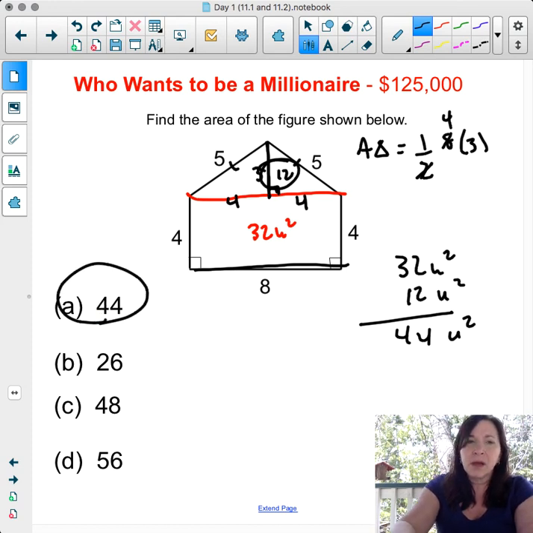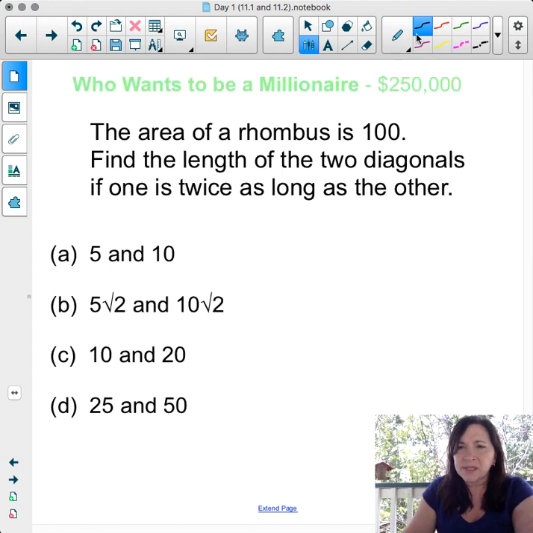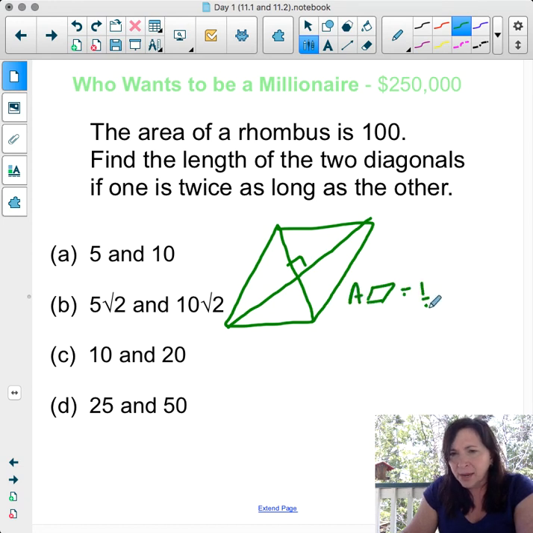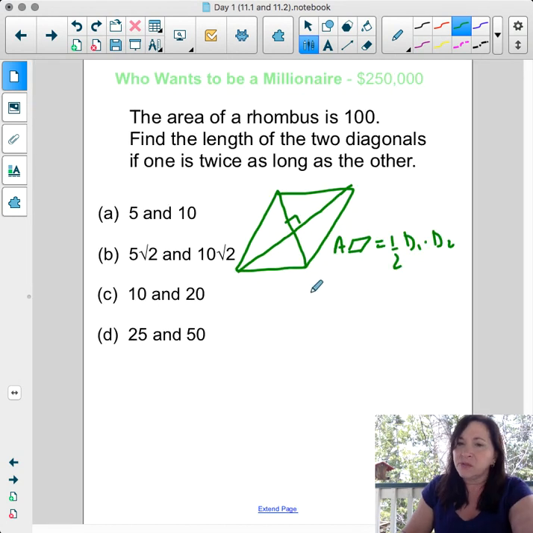Next one is the area of a rhombus is 100. So let's draw a rhombus. We know that our rhombus looks like this. And we know also that my diagonals are perpendicular, like that. So the area of a rhombus is equal to 1/2 diagonal 1 times diagonal 2. We know that the area is 100. So we're going to say 100 is equal to 1/2 diagonal 1 times diagonal 2.